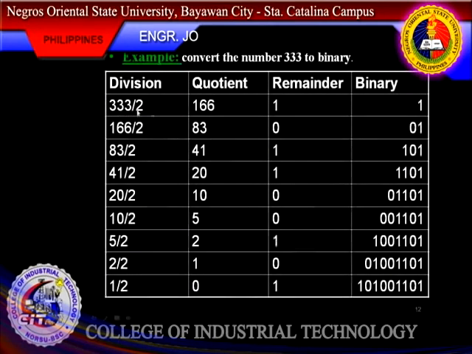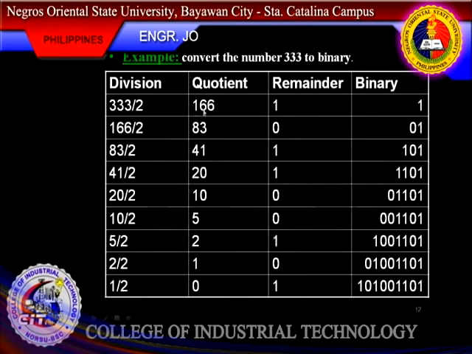All you need to do is repeatedly divide 333 by 2, that is, the decimal number divided by base 2. 333 divided by 2 is equal to 166.5. We're not going to include the decimal point, so we take the whole number. 166 times 2 is equal to 332, so we have an excess of 1 as our remainder. We record 1 in the rightmost bit.